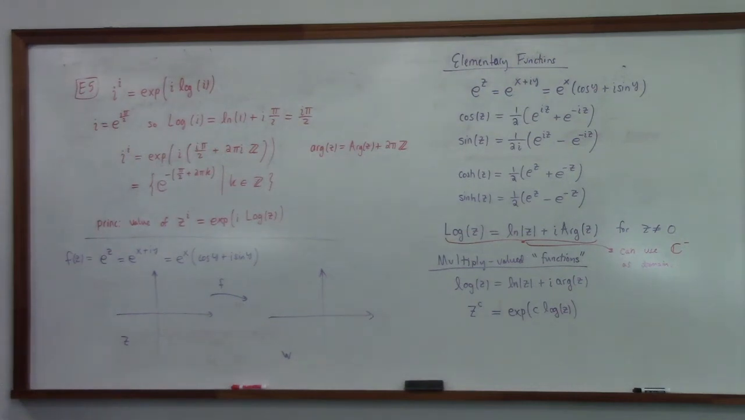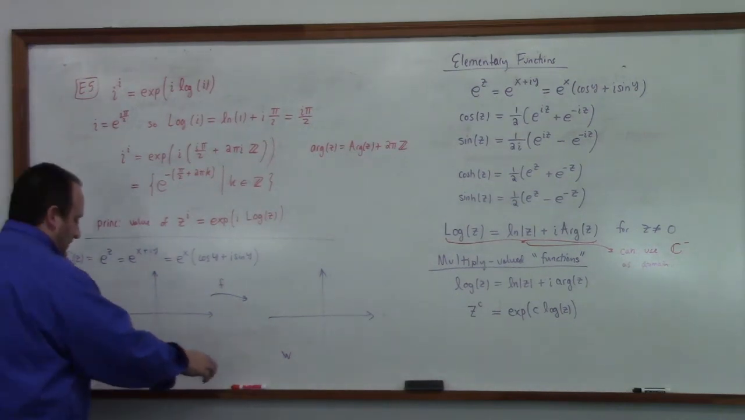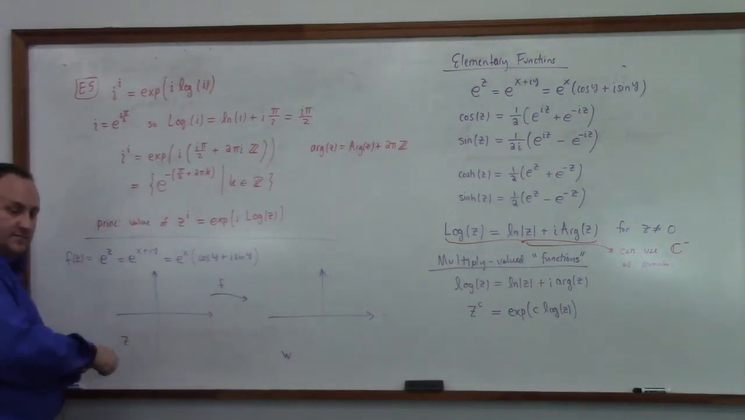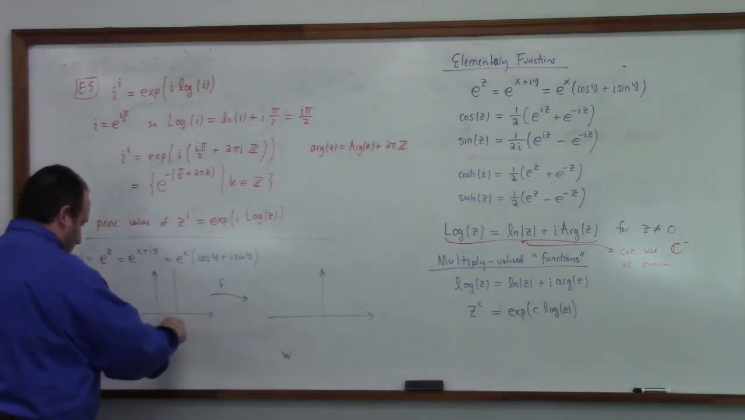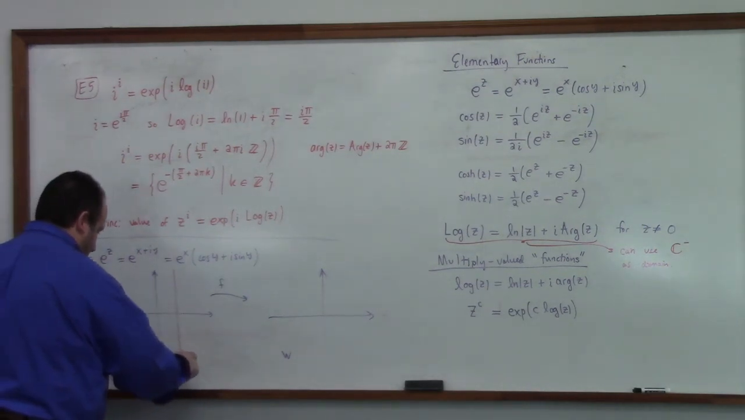So one thing we could do would just be to look at x, like a vertical line, right? Yeah. So, x equals x naught. What does that map to?